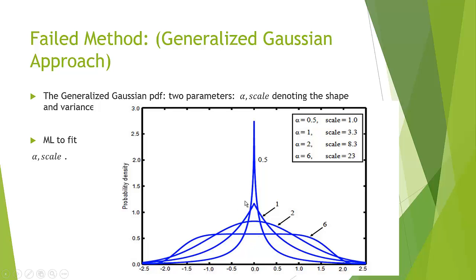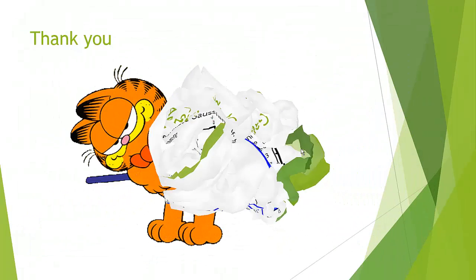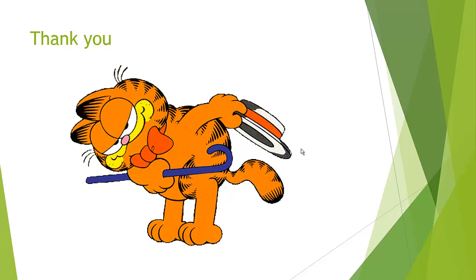The generalized Gaussian has one difference from the normal Gaussian in that instead of just having mean and variance, it also has a shape parameter associated with it. So based upon the shape, it can approximate either a Laplacian PDF or a uniform PDF. Laplacian corresponds to an alpha of 0.5 over here, and a uniform PDF would correspond to alpha tending to infinity. But anyways, that's a broken method. But that's it. Thank you for listening.